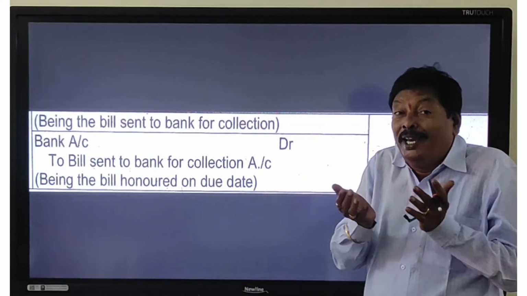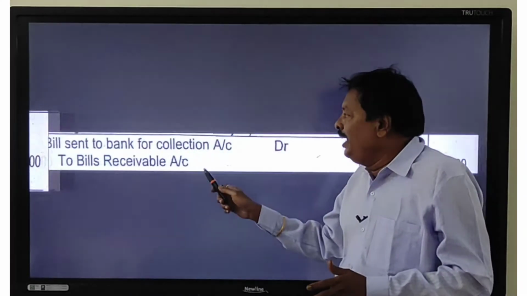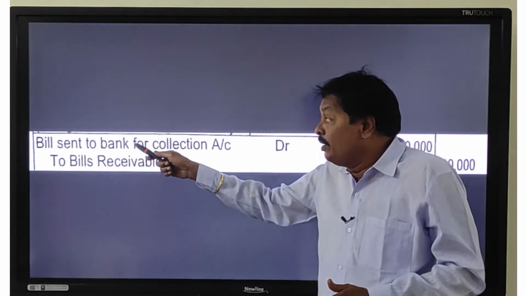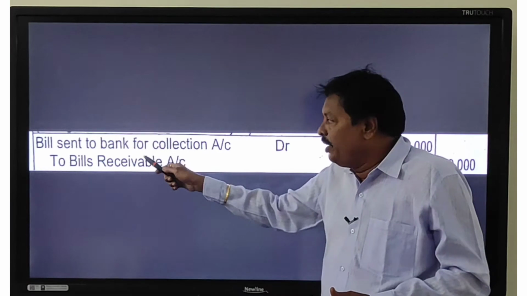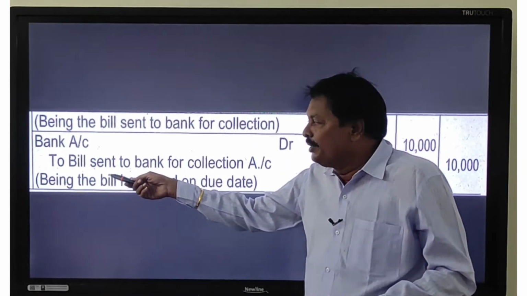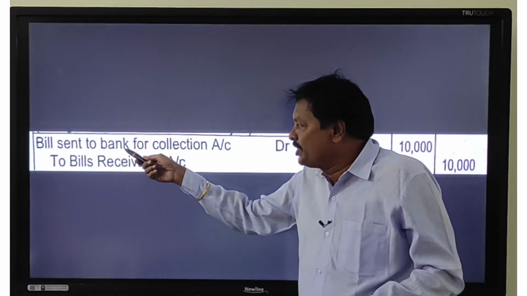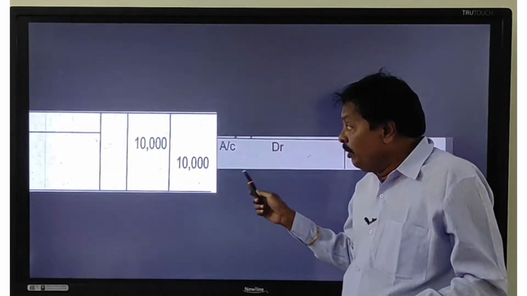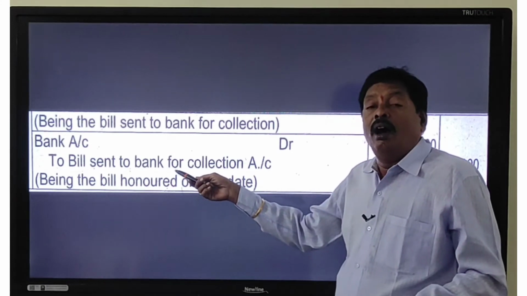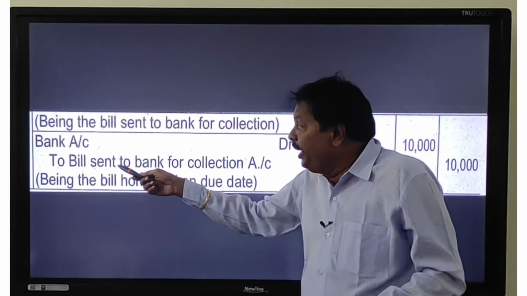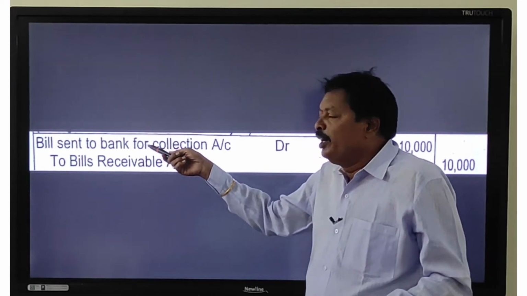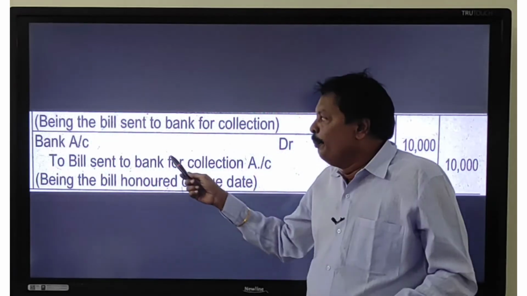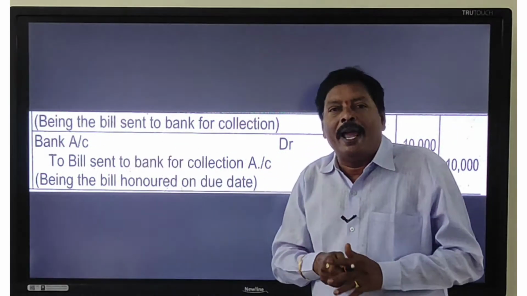Finally, when the bill is honored, automatically we have to cancel this debit. For that purpose, for debit cancellation, we must credit. That's why in this entry, bills sent to bank for collection account is debited, but on final honor of that bill, we cancel this debit item. For that purpose, here we credited.